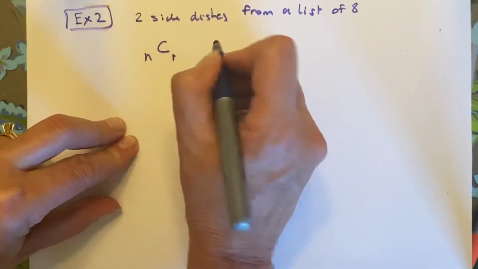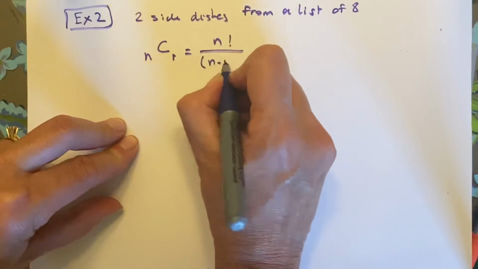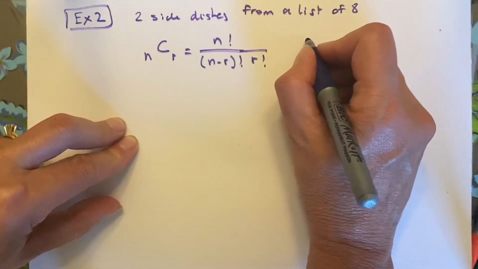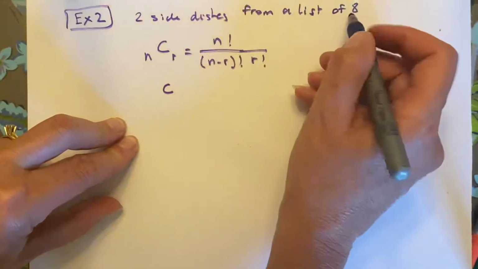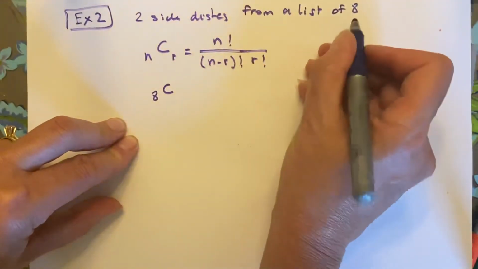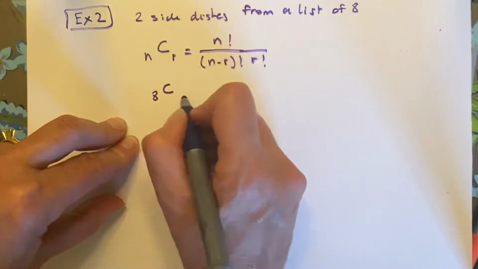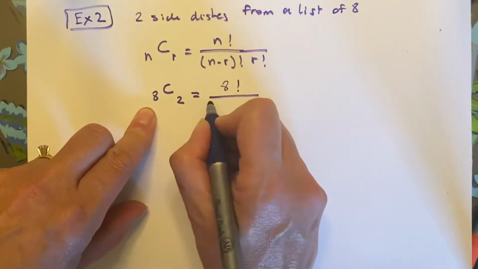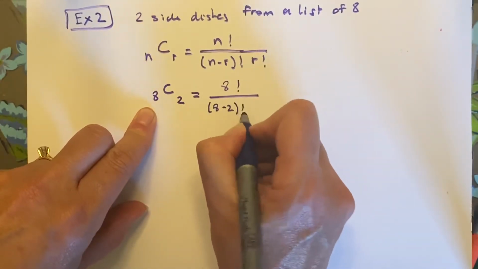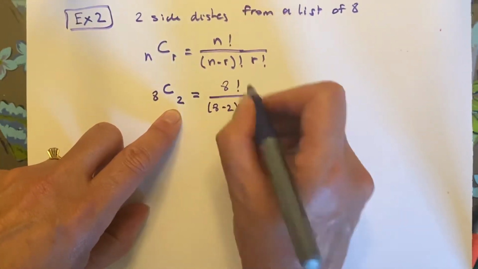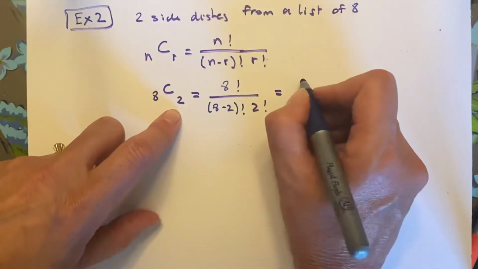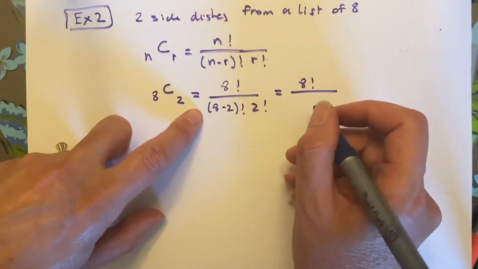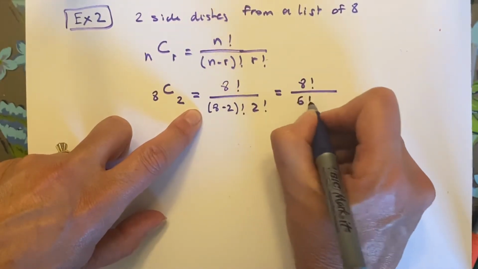C(n, r) equals n factorial over (n minus r) factorial times r factorial. I'll do it here so I have more space. I'm choosing from a list of 8 objects, 8 side dishes, and I'm choosing 2 at a time. So I have 8 factorial divided by (n minus r), well, that's 8 minus 2 factorial, and then 2 factorial, because r is 2. So how does that work out? I have 8 factorial. Before I reduce, I'm just going to keep it as a factorial to see if I can reduce my work. And on the bottom, I get 6 factorial and 2 factorial.